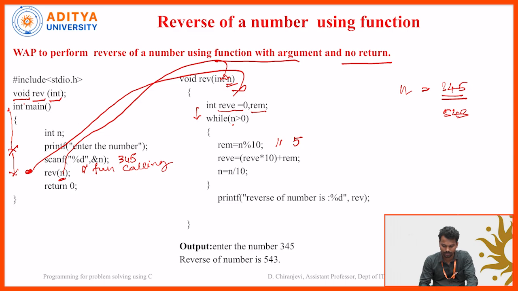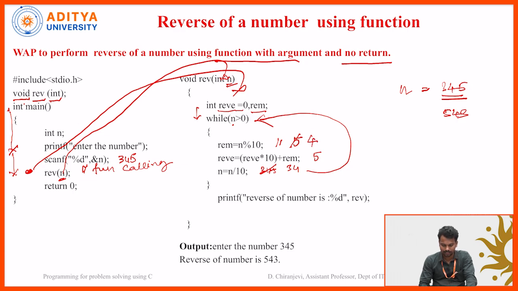After that, what you are doing? The reverse value you kept 0, so 0 into 10, 0 plus remainder, so you will get 5 as the reverse value. Then you are updating n: 345 divided by 10 gives 34. After performing this, again it will go and check the loop condition, n greater than 0. The updated n is 34, 34 greater than 0, true. Again you are performing modulus, 34 mod 10. This time the remainder will be updated with 4.